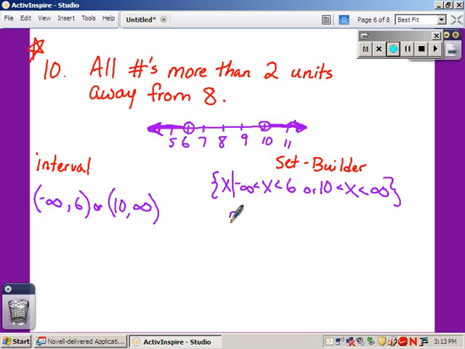If by chance you're pretty savvy with this set builder thing and you understood this pretty well, you could have written this as another possible way to write it. But the first one sticks to the pattern that we've been working with. Either way, they're both acceptable answers.